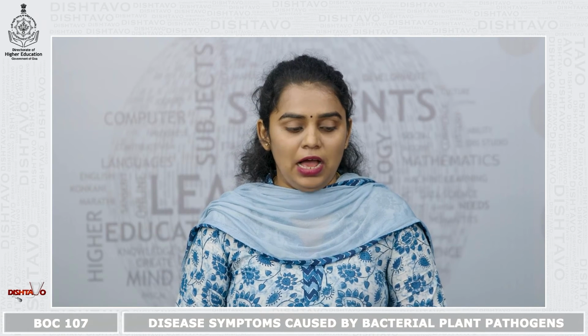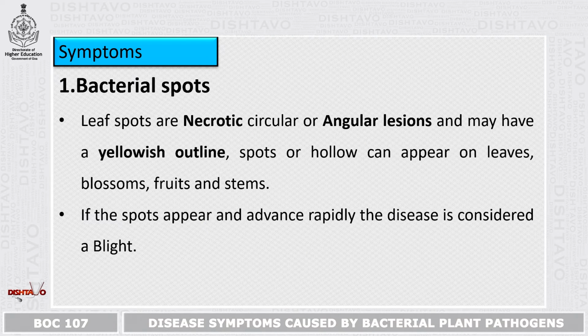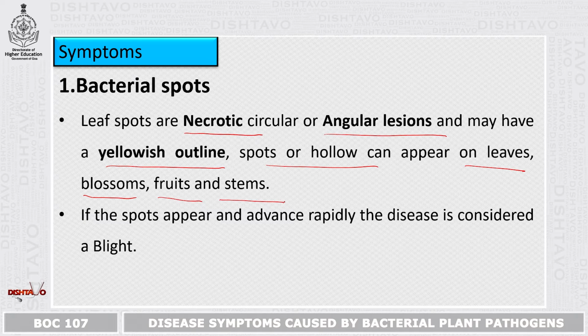The symptoms are: the first symptom is bacterial spots. So bacterial leaf spots are necrotic, circular, angular lesions and may have a yellowish outline. Spots are hollow and they can appear on leaves, blossoms, fruits and stems. If the spots appear and advance rapidly, the disease is considered as blight. So the spots can get converted into blight disease.